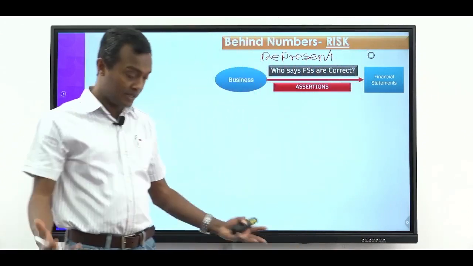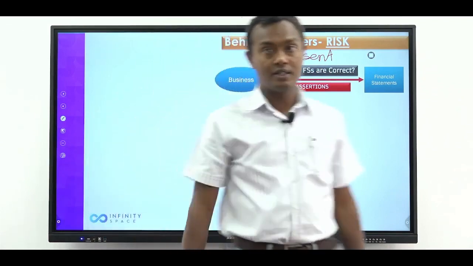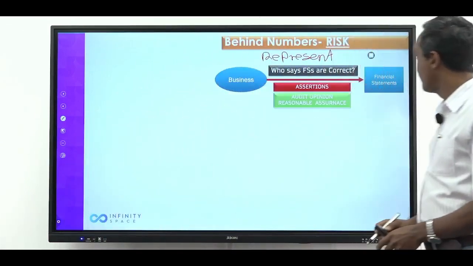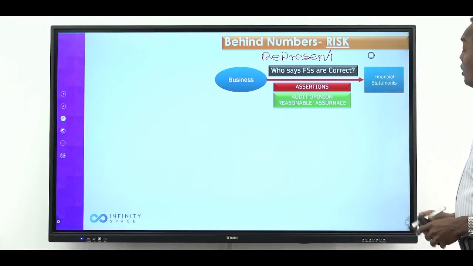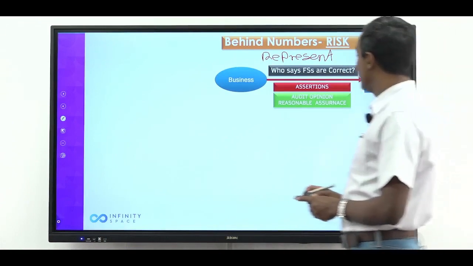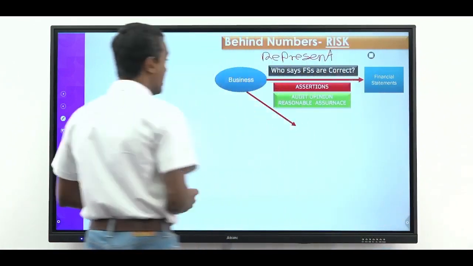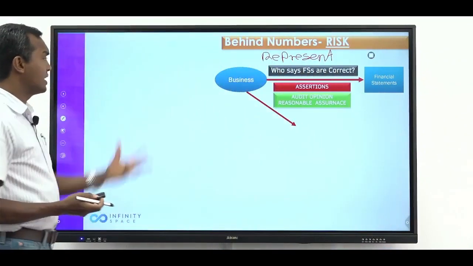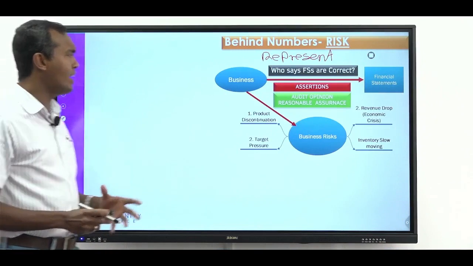Right? Financial statements represent that they are right. Those representations are assertions. And if you look at auditors, essentially an audit is there to ensure that these assertions are okay. But forget the auditor now. From a CFO perspective, there are various business risks.